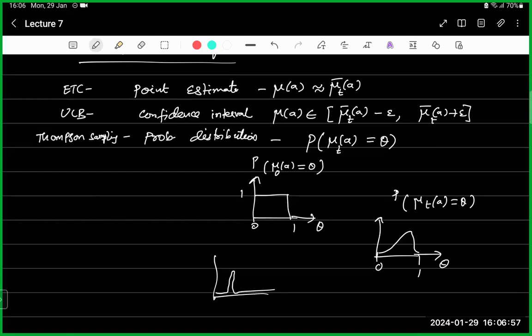No, the area of the posterior will be one. It is a valid probability distribution. The width will keep decreasing and the height will increase. Is this concept clear? Before I go into further details, roughly you understood what I mean. As you see more and more samples, your belief about the true mean changes. And if you see a lot of samples, your belief about the true mean will concentrate around some particular value, which is closer to the actual true mean. Okay?